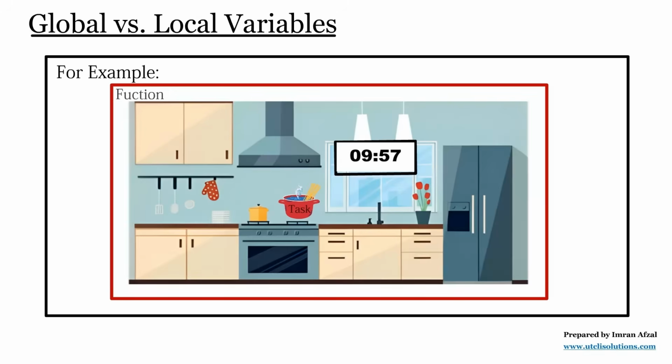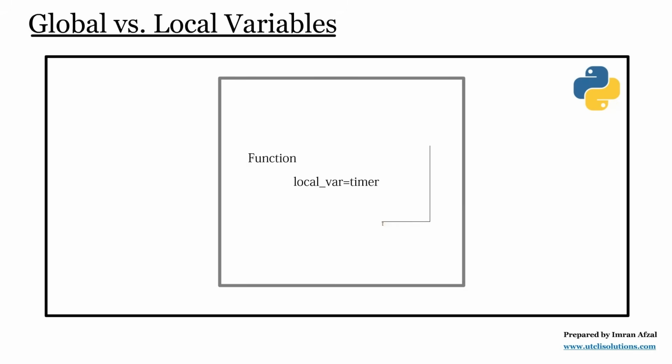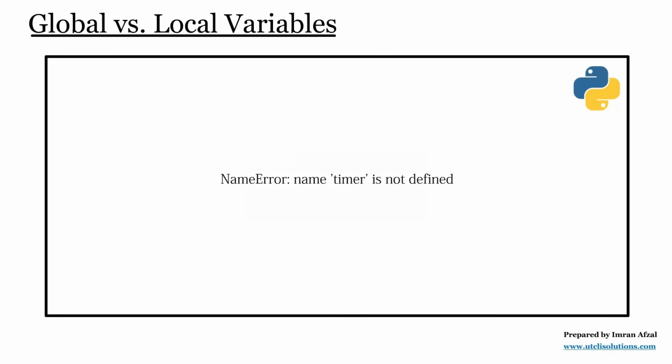All right, for example, if you set the timer for 10 minutes, the timer doesn't affect anything else in the kitchen. In Python, a local variable works the same way. It exists temporarily in a specific area, a function, and does not interfere with other parts of the program. If you try to use this variable outside the function, you'll get an error because the variable is not recognized outside its local scope.